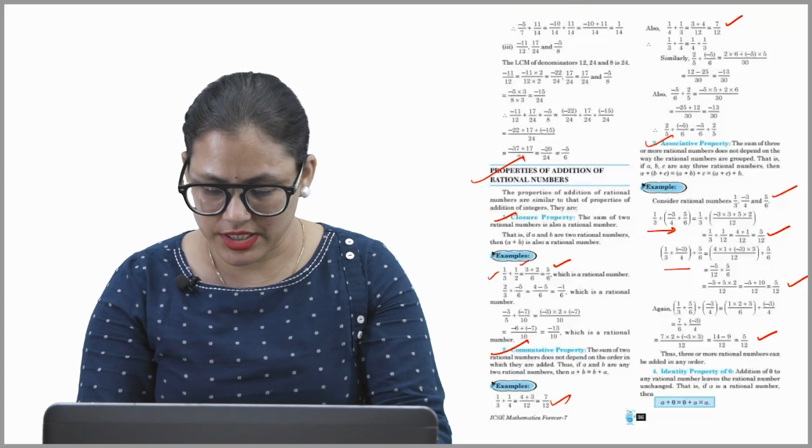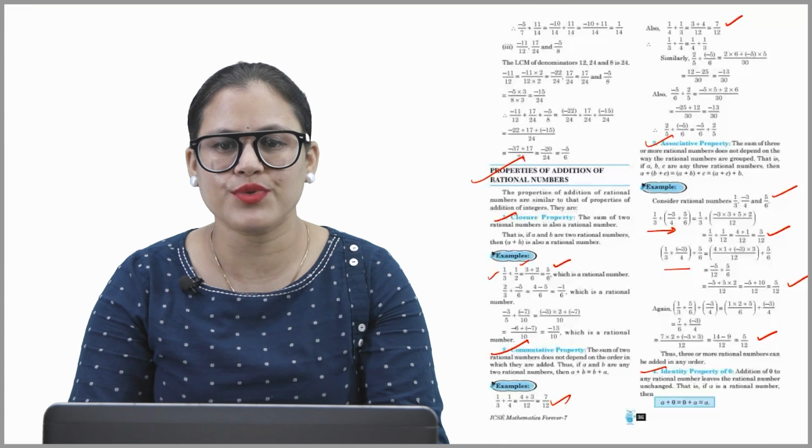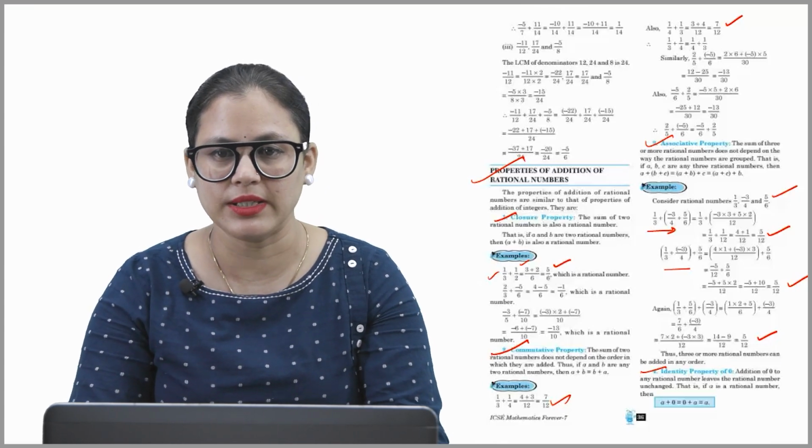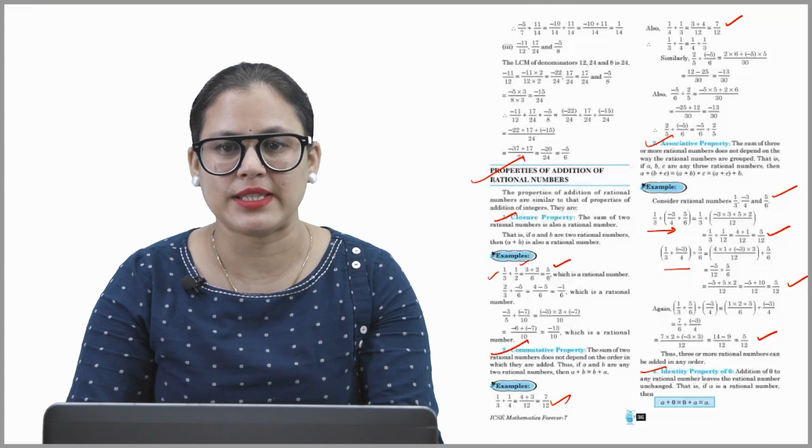Number 4, identity property of 0. Addition of 0 to any rational number leaves a rational number unchanged. That is, if A is a rational number, then A plus 0 is equal to 0 plus A is equal to A.